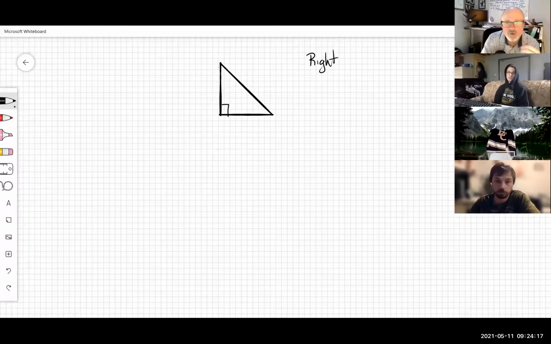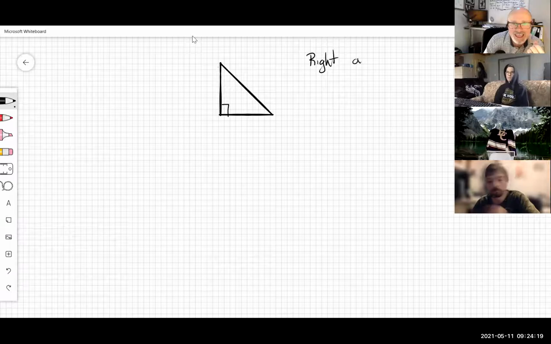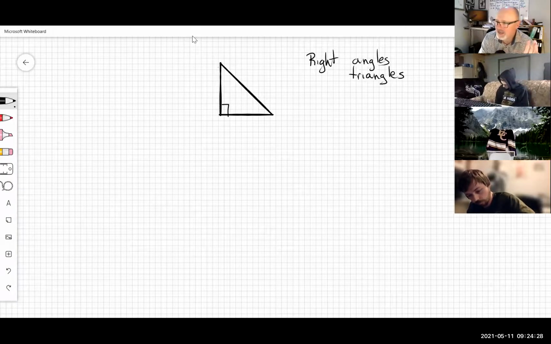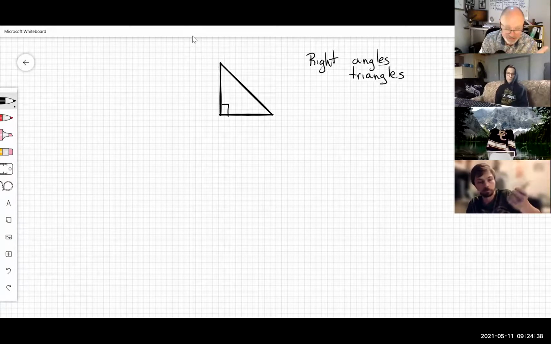So anytime we're dealing with right angle triangles, we need to understand a certain amount of terminology associated with these. And we need to understand a certain amount of processes to calculate some of these lines.